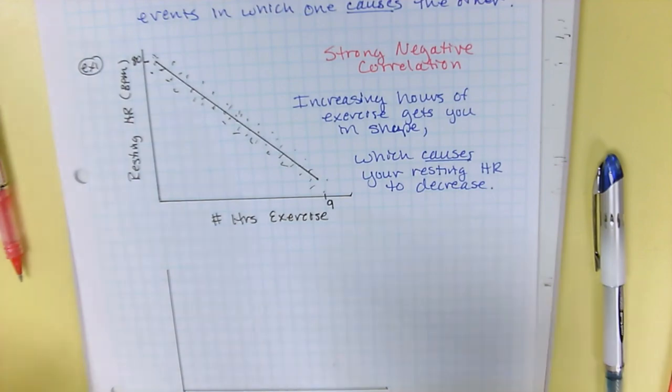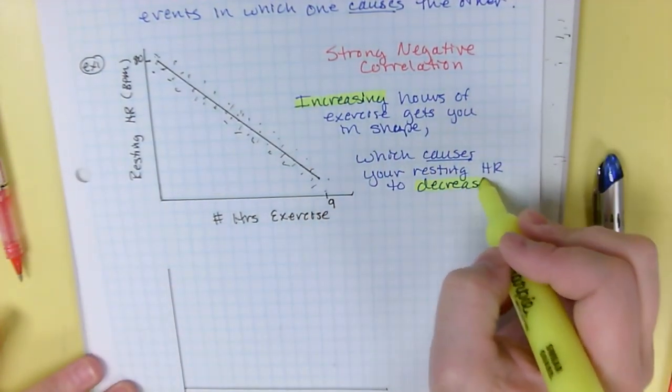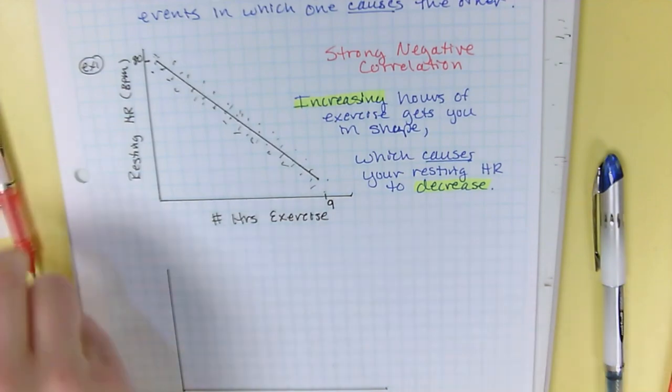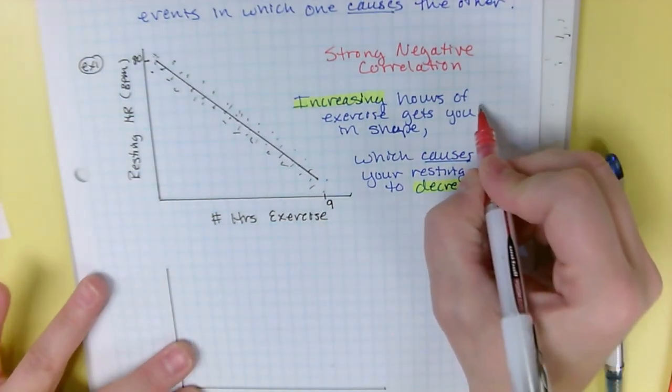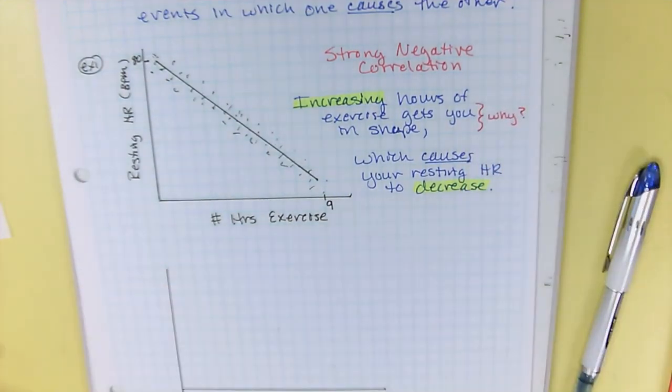So the format for this is you want to use words like increasing and decreasing. Increasing one either increases the other or it decreases the other. You give the why. Why does it cause the other? That goes in the first part. In this case, increasing your hours of exercise gets you in shape. And that's why it causes your resting heart rate to decrease.